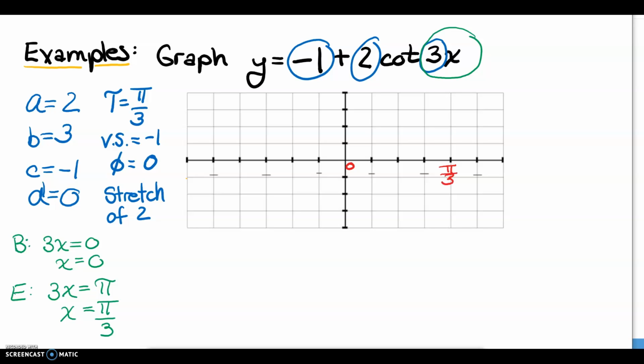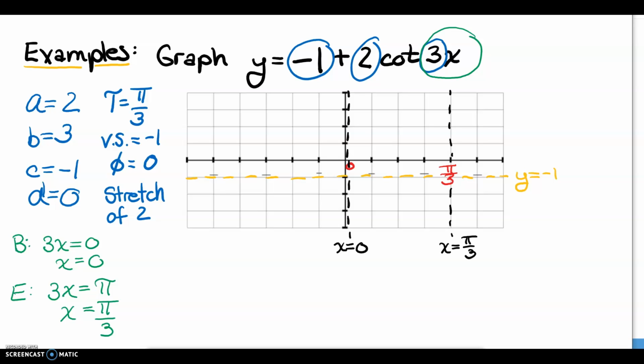We're going to find our vertical shift and label that equation. It's at -1. Y equals -1. Let's go ahead and graph our asymptotes. And you see how I put the one down the y-axis a little off? That's so that we can see it.